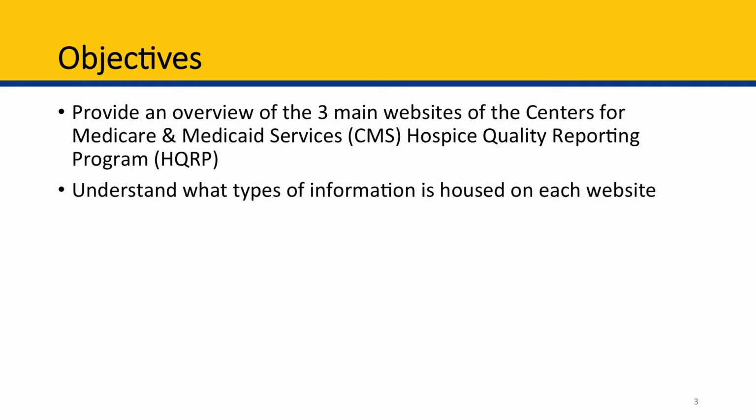As part of the HQRP, we often get questions from hospice providers about where they should go to get the information they need for collecting and submitting HQRP data. Content for the HQRP is spread across several websites, so this module will help learners understand the websites and resources available to them and which websites to go to, depending on your question or need. Specifically, this module will provide learners with an overview of the 3 main websites of the HQRP and an understanding of what types of information are found on each.